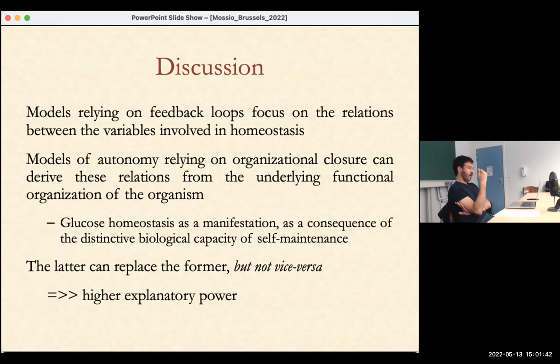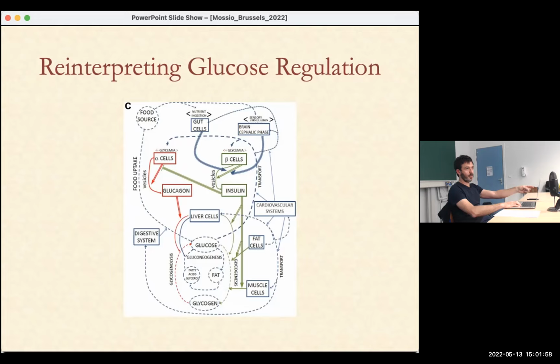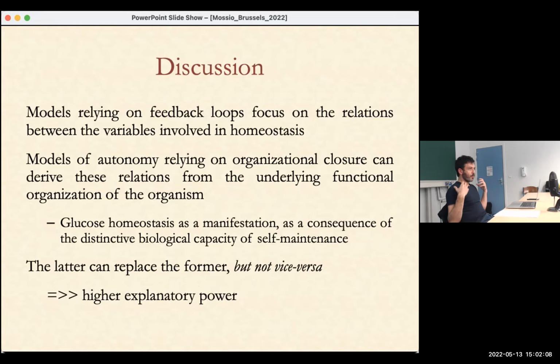Models of autonomy that rely on closure seem to be able to derive these relations. So you can explain the homeostasis of glycemia in this schema. But what the model tries to do is to place this phenomenon in the context of the functional organization of the system. Glucose homeostasis is a manifestation, a consequence, of the distinctive biological capacity of self-maintenance, the more general capacity.